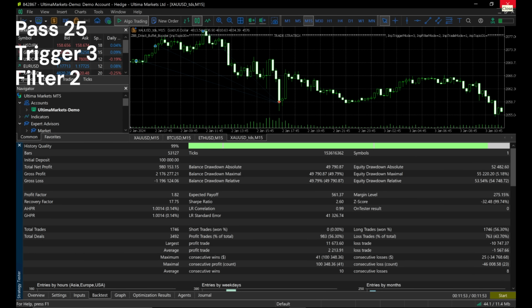The total number of trades is about 1,746 trades. This is actually quite important because it provides a sufficiently large sample size for evaluating the strategy's statistical behavior. The win rate is approximately 56%. This indicates that the strategy does not rely on an extremely high win rate, but rather balances win rate and reward to risk characteristics. However, we should also pay attention to the drawdown.